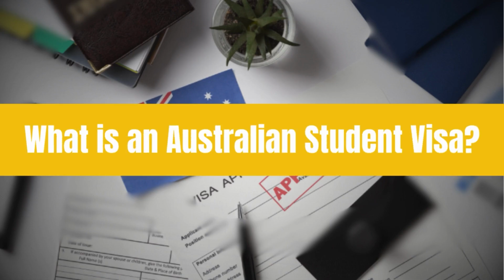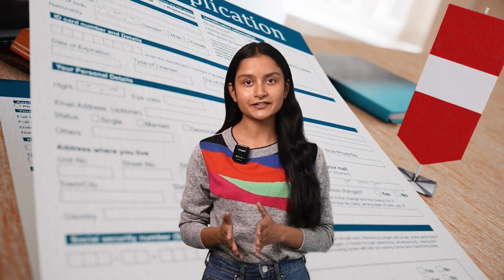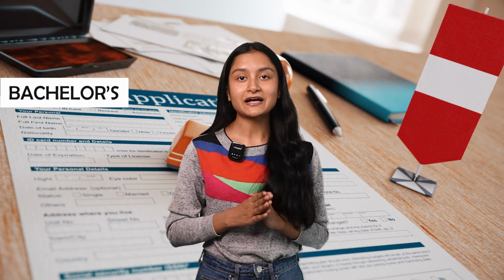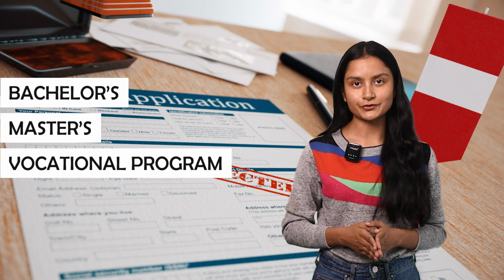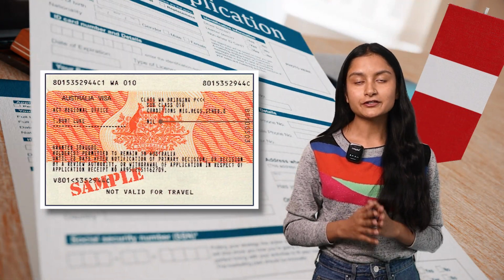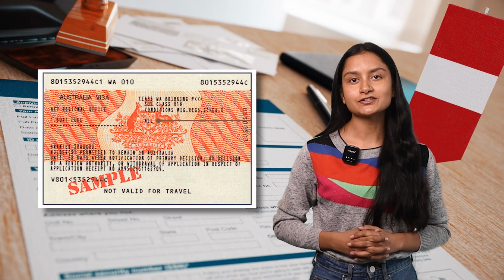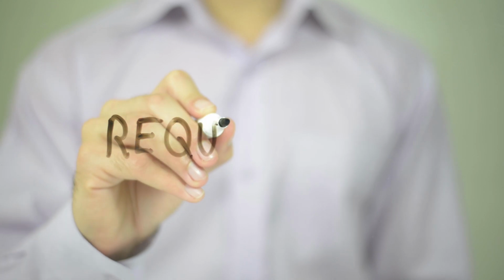So let's dive right in. What is an Australian student visa? The Australian student visa, officially known as the Subclass 500 visa, allows international students to live and study in Australia for the duration of their course. Whether you're enrolling in a bachelor's, master's or vocational program, this visa is your gateway to one of the world's top educational destinations.